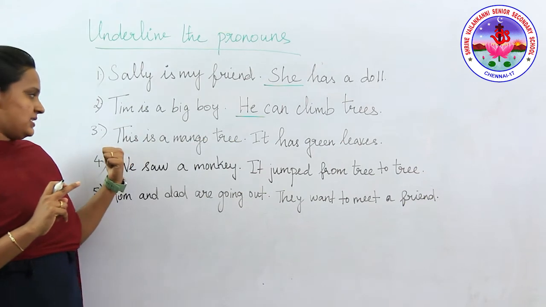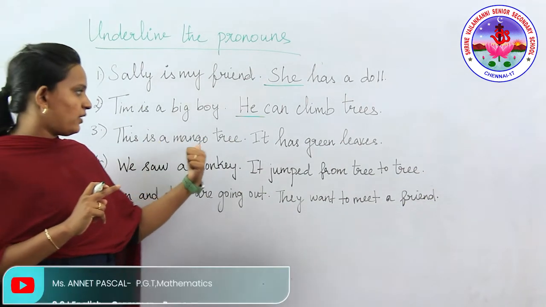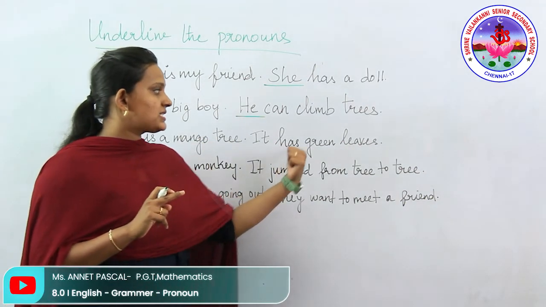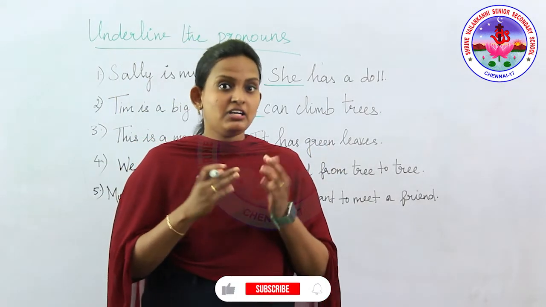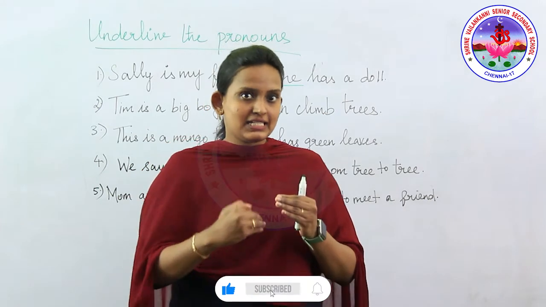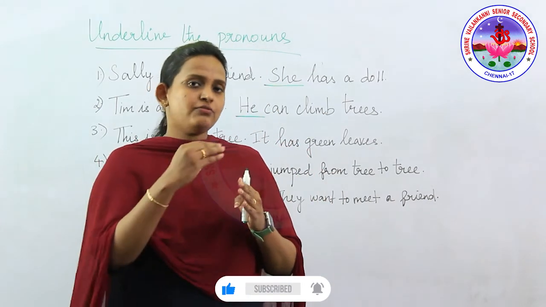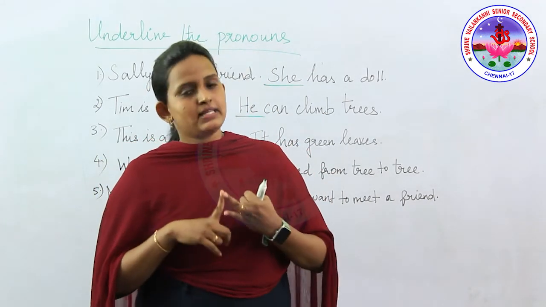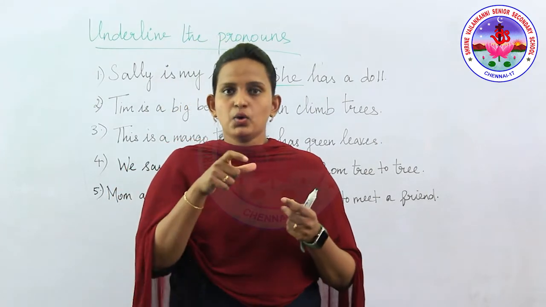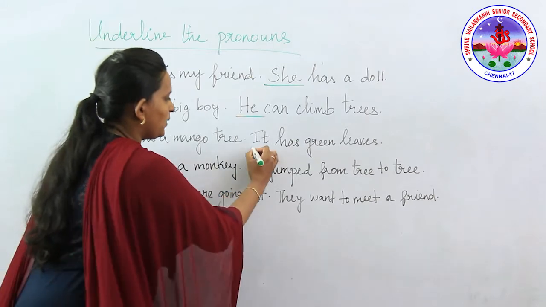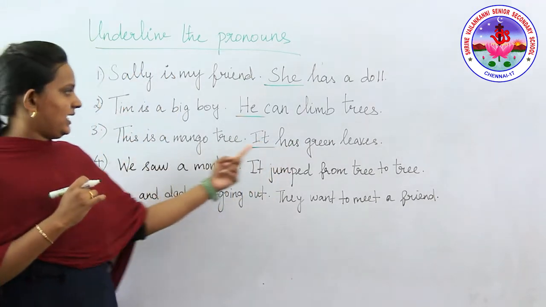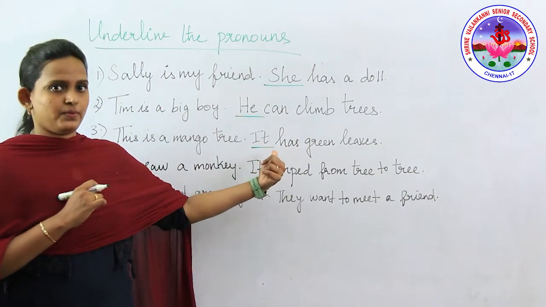And for the third sentence, this is a mango tree. It has green leaves. So mango tree is nothing but it talks about things. It comes under the things category. So which means that for the animal category, things category and place category, we have to use the word it. Okay, so I'm going to underline the word it here. For this sentence, it will be the pronoun.